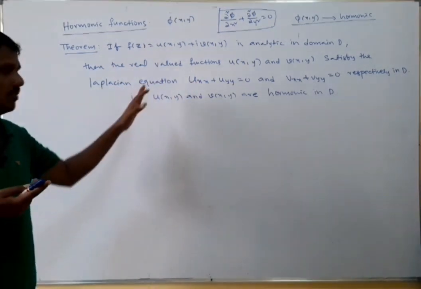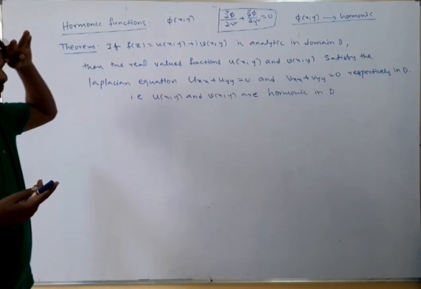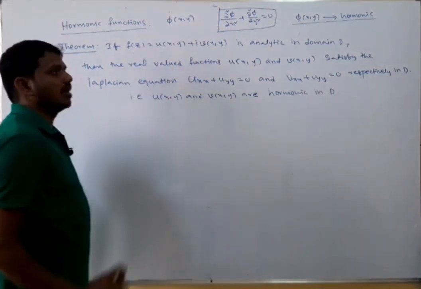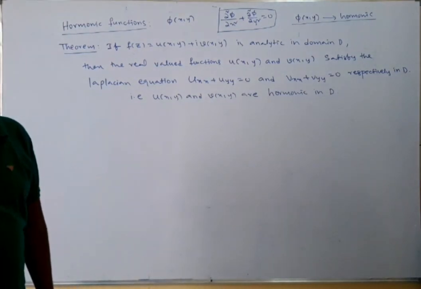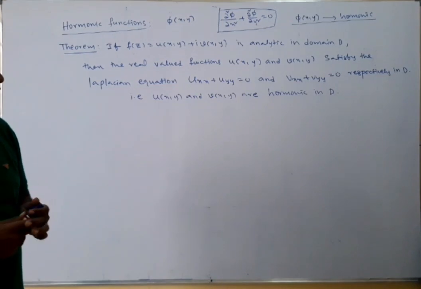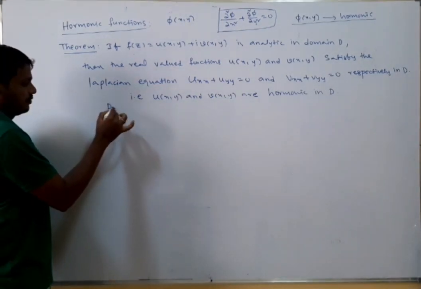Is it clear for this theorem? If f(z) is equal to u(x,y) plus i v(x,y) is analytic, then u(x,y), v(x,y) are harmonic functions in the domain D. And the relation also I am going to explain. Now coming to the proof, a simple proof.